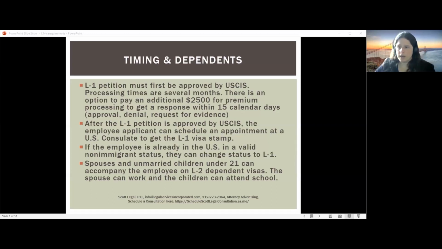If they're already in the United States in valid non-immigrant status, let's say they entered maybe on B status for a couple weeks on vacation or something, and then you do this as a change of status, then they could change status to L1 from within the U.S. Spouses and unmarried children under 21 can accompany the L1. They come on L2 visas, and the spouses of L2 visa holders are allowed to work. Children can attend school, but unfortunately cannot work.